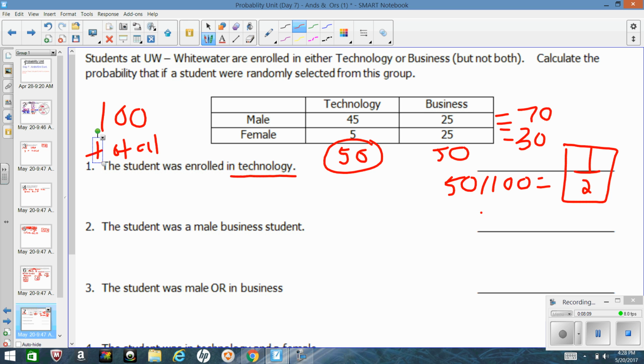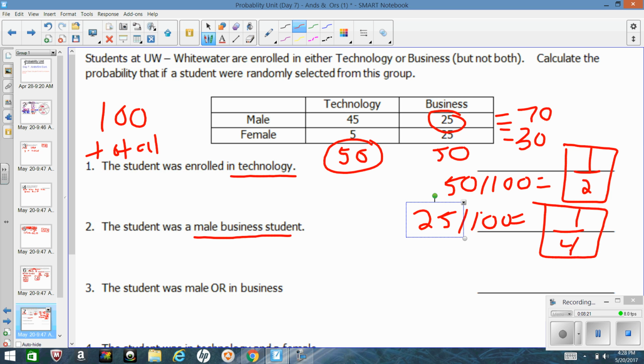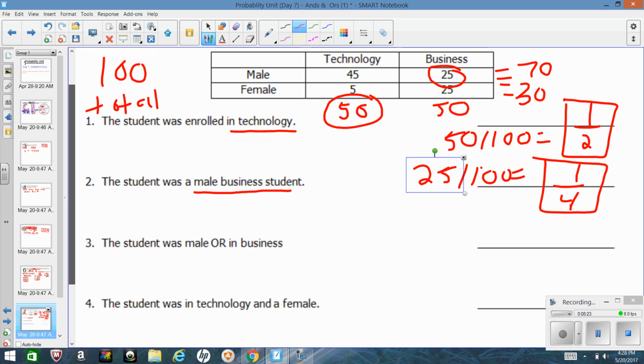Next, we want to know if the student was a business student. So if we go to male business, that would be 25. So it would be 25 out of 100, which would equal 1/4. Again, our total was 100.